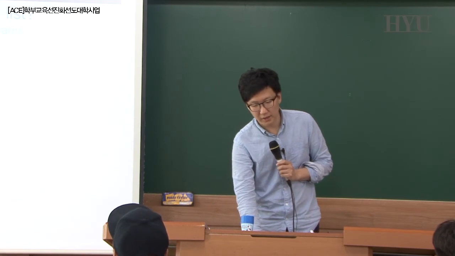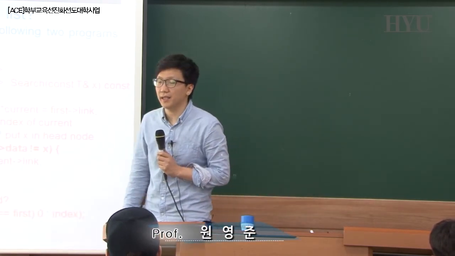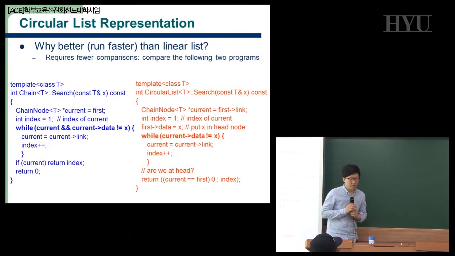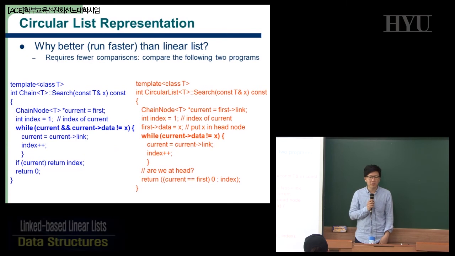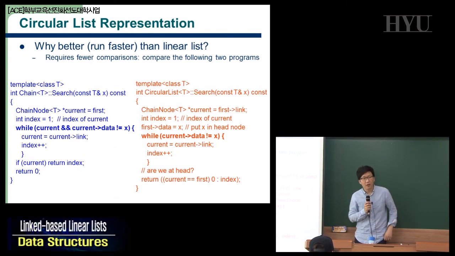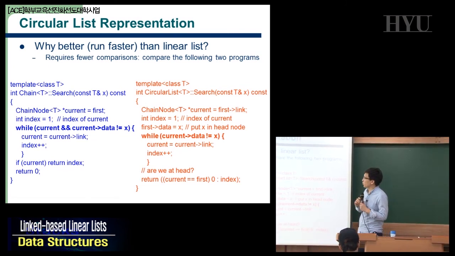This was a small example. It's not always the case, but this particular example was showing that sometimes a circular list is better in terms of the number of comparisons you have to do when you're searching for something in the list. The question was, why is it better? Where should I look in this part of the code?